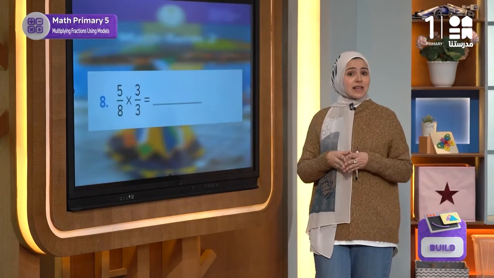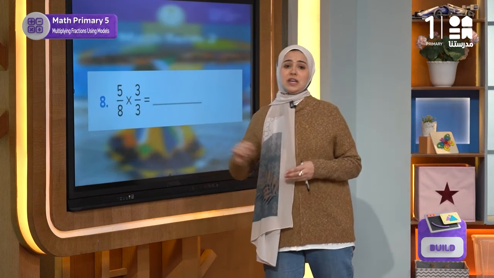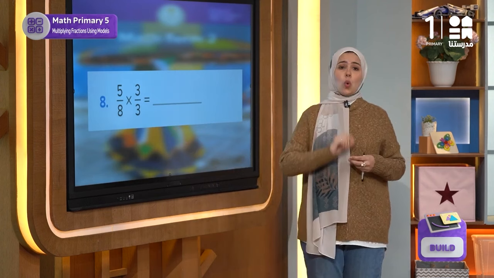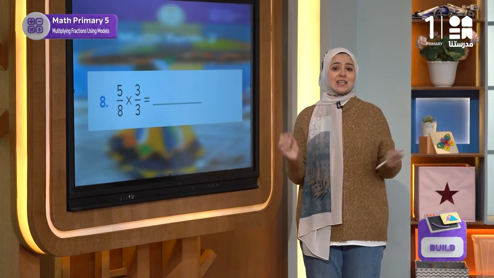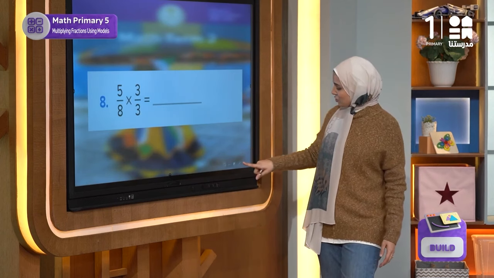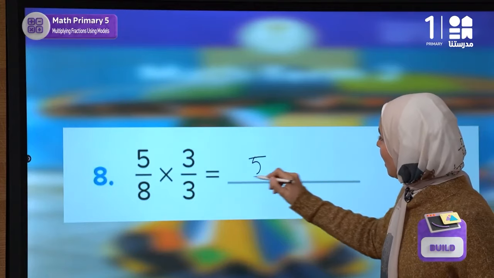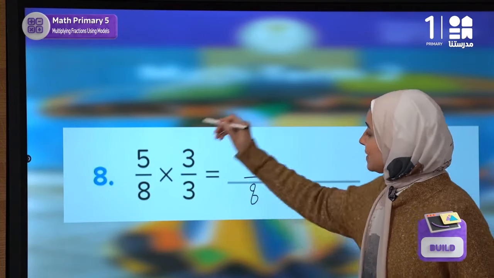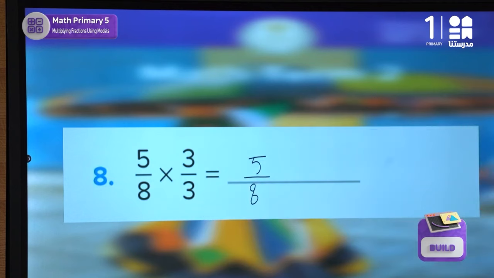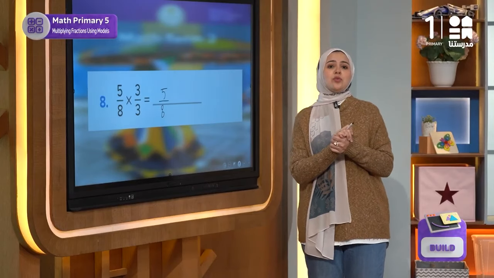Here you can see that one of the factors is 3 over 3, which is equal to 1 whole. So the answer is equivalent to 5 over 8 without any steps. Let's write it together. So the answer will be 5 over 8 because this is a 1 whole. Now this time we're going to do the next part over here.